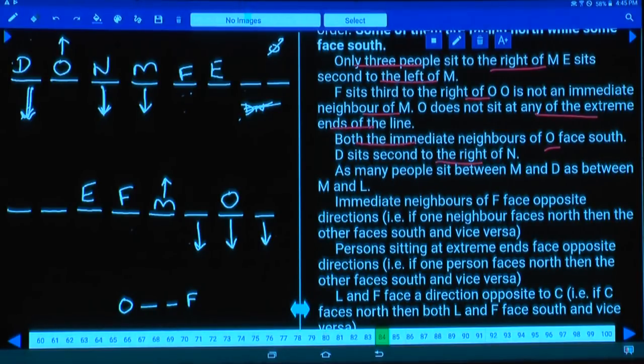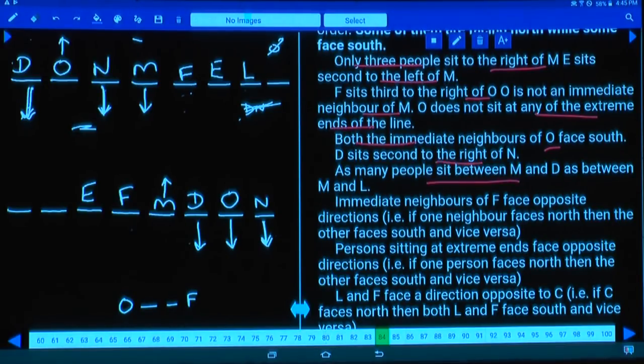Again coming to this one. D sits second to the right of N. Now D will be at this place, N will be here, because N is facing south, D sits second to the right of N. As many people sit between M and D as between M and L. Now in between M and D, how many persons are there? There are 2 persons. And between M and L also we must have only 2 persons. Between M and D there are 2 persons. Between M and L we should have 2 persons.